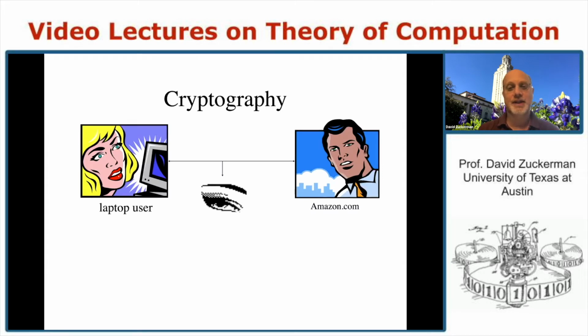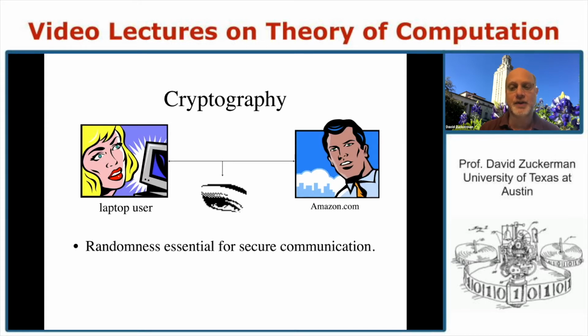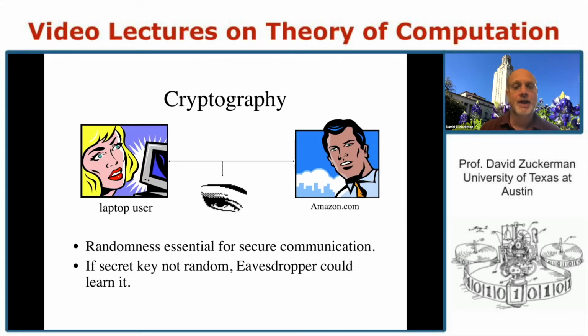Randomness is really useful in cryptography. So if you want to buy something online, you're using randomness. And it's really essential for secure communication. Because if the secret key is not random, then the eavesdropper could learn it. So it's crucial that cryptography uses high quality randomness.